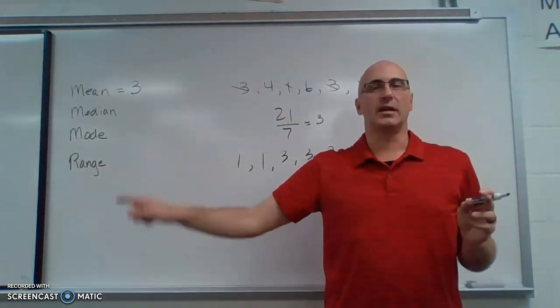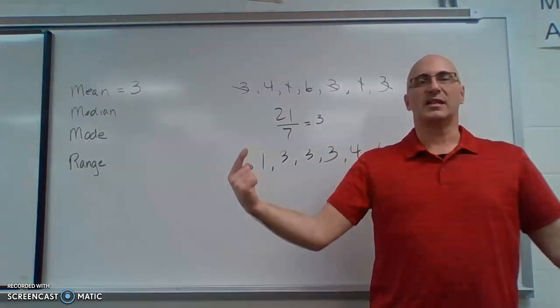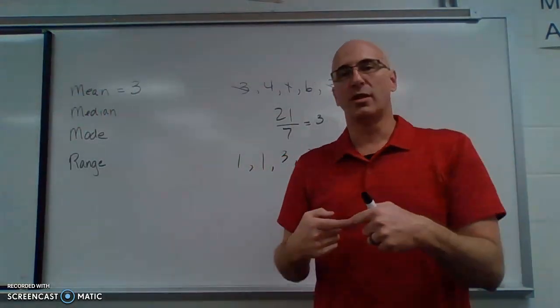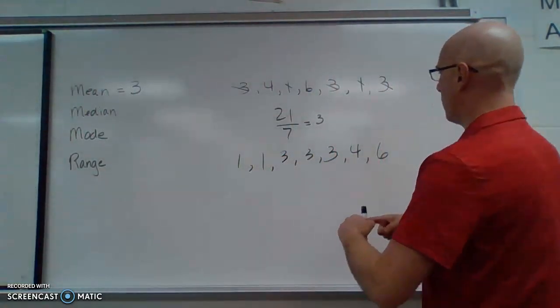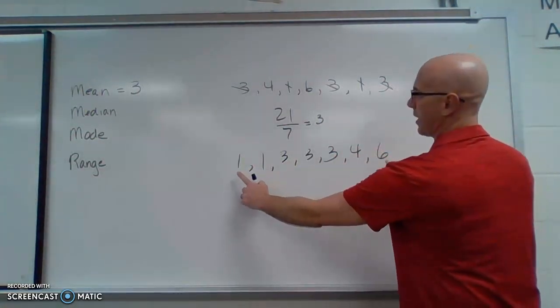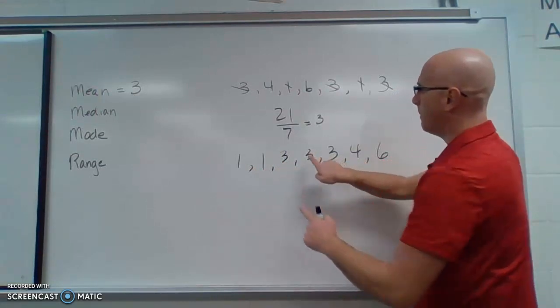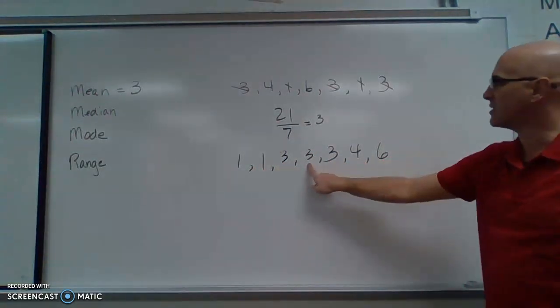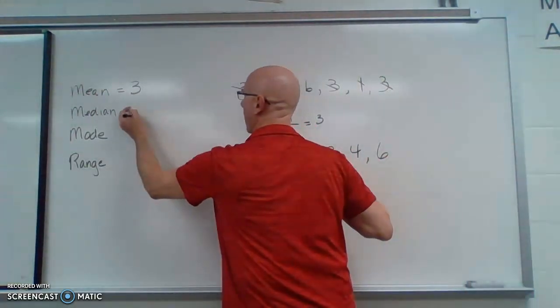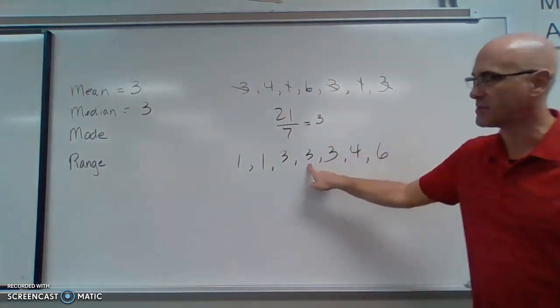The median is the middlemost number. So what we do is we start counting from both ends, and we work our way to get to the middle number. In this case, it's a 3. That's weird how that worked out. Sometimes that happens.